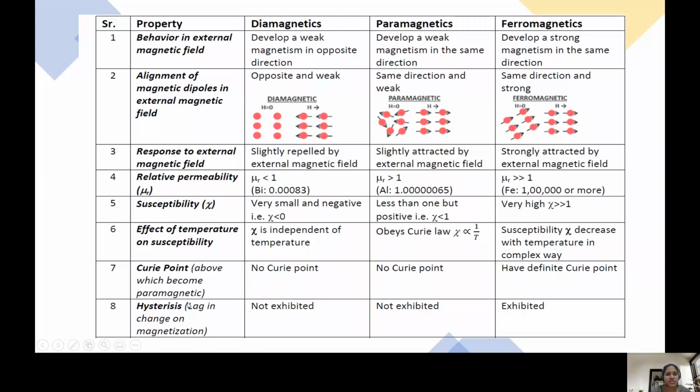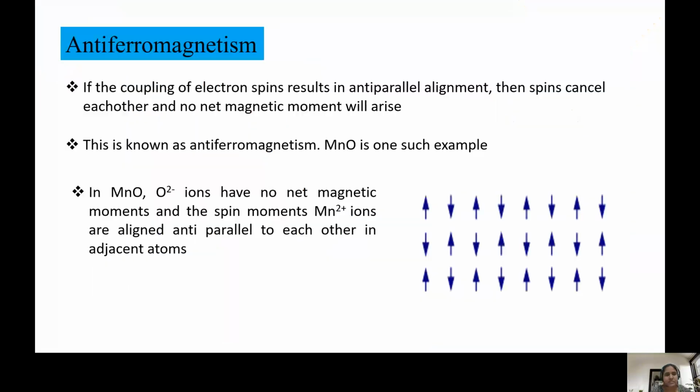Hysteresis means that when there is a change in the magnetism in the reverse direction, we can observe a change in the magnetization. It follows a different path while reversing the direction of the magnetic field. That is not exhibited by the para and diamagnetic materials. Ferromagnetic materials exhibit the hysteresis behavior while reversing the magnetic field.